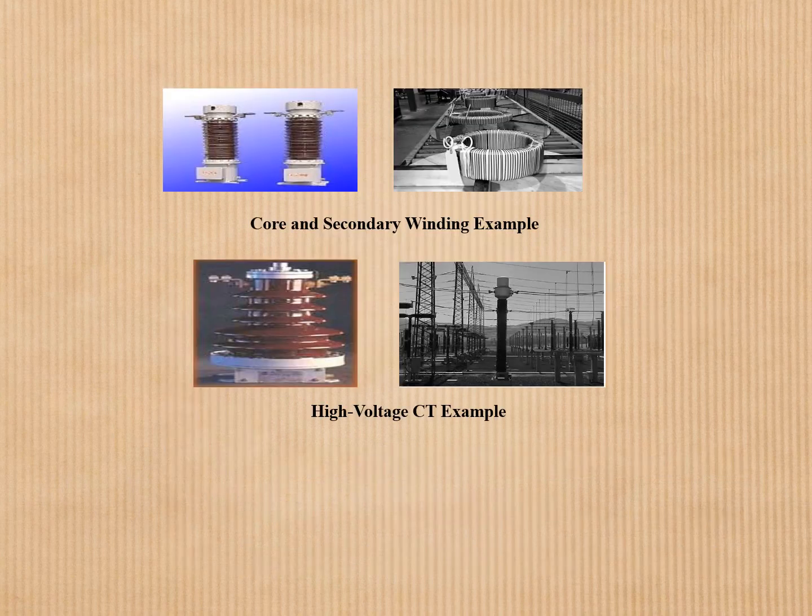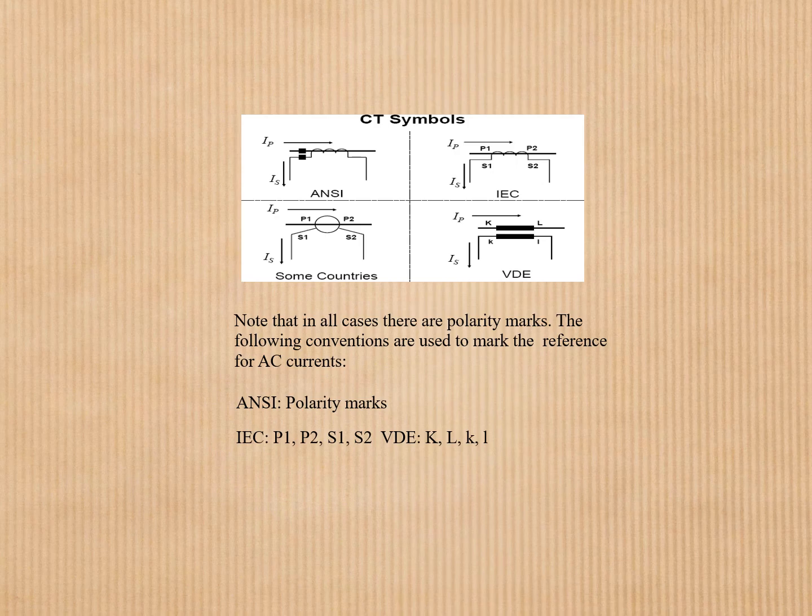These are examples of a core and secondary winding, and this is an example of a high voltage CT. CT symbols. Note that in all cases there are polarity marks. The following conventions are used to mark the references for AC currents. ANSI polarity marks; IEC: P1, P2, S1, S2; VDE: K, L, k, l.